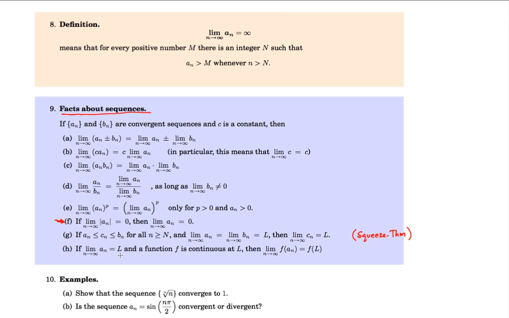And if An is a sequence that goes to L, and f is a continuous function at L, then applying f to all the terms of my sequence, the limiting value of that is just f of L. So in some sense you can think of this as just popping the limit inside the function and evaluating the limit of the An first before you evaluate the function.